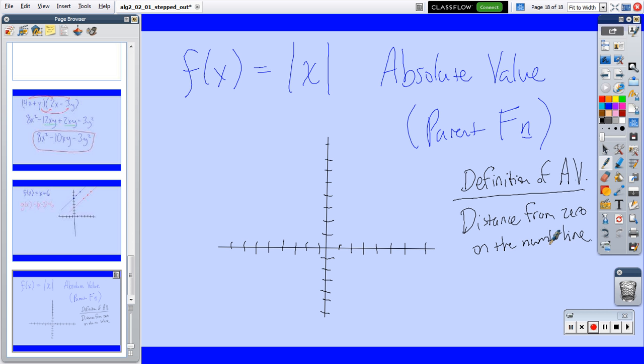Can you guys read my handwriting? Better than a doctor's, but not as nice as the handwriting on the whiteboard. Distance from 0 on the number line. Yep.